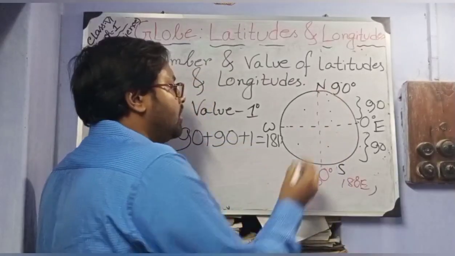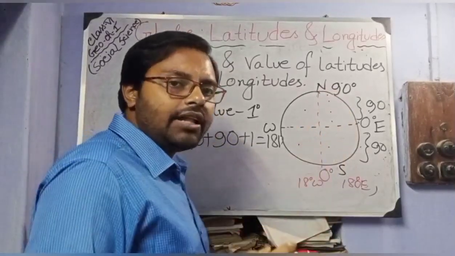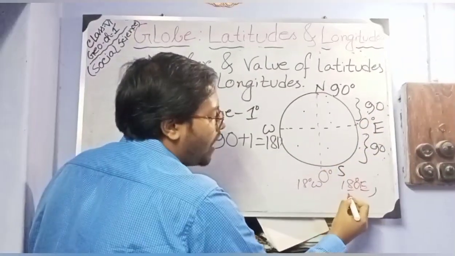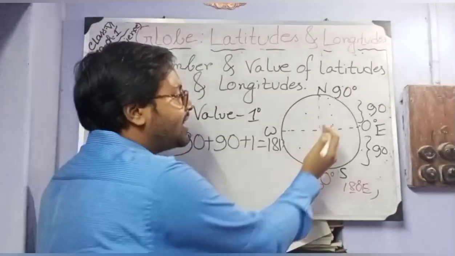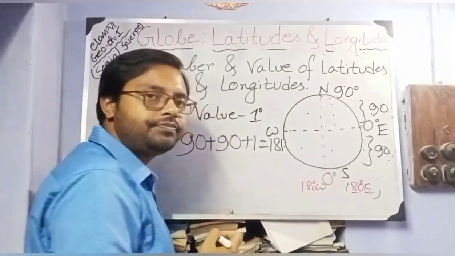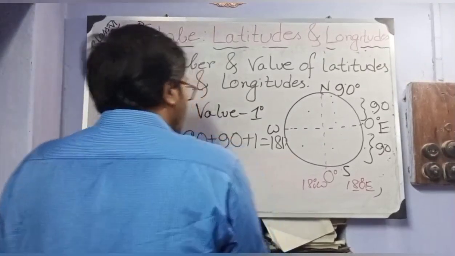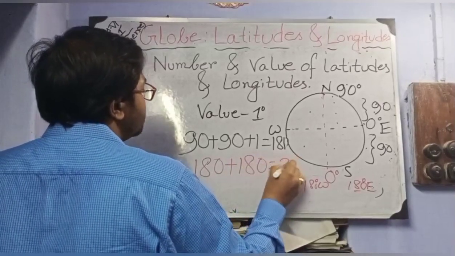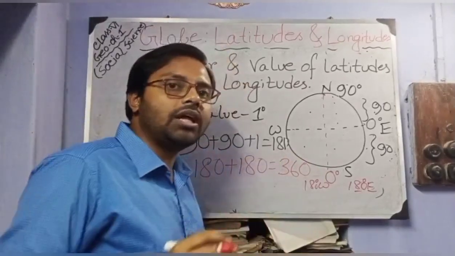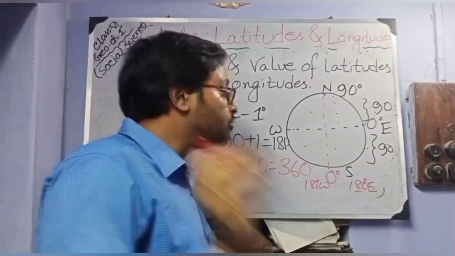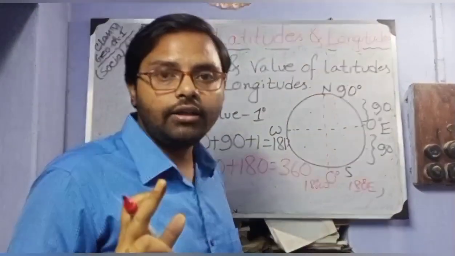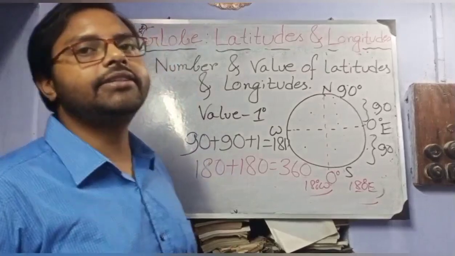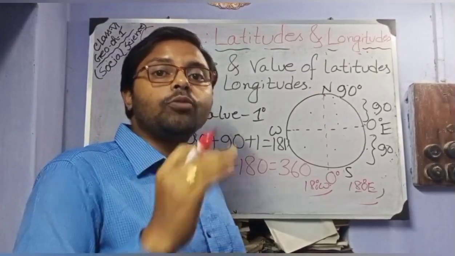There is a 1 degree interval. There are 180 degrees east, meaning in the eastern hemisphere there are 180 longitudes, and in the western hemisphere there are 180 longitudes. So 180 plus 180 means 360. In total there are 360 longitudes. 0 degree will not be counted. Why? Because we have divided 0 degree into two parts, 180 east and 180 west.